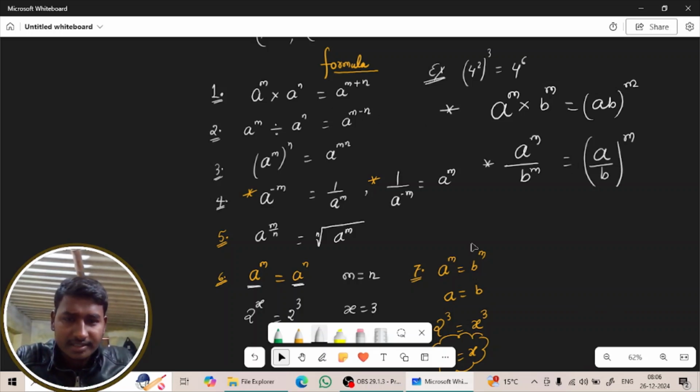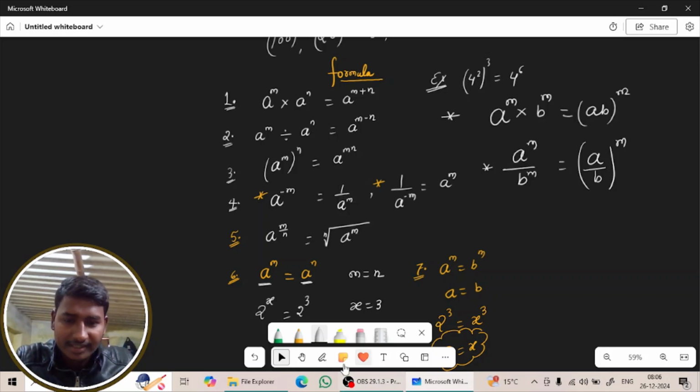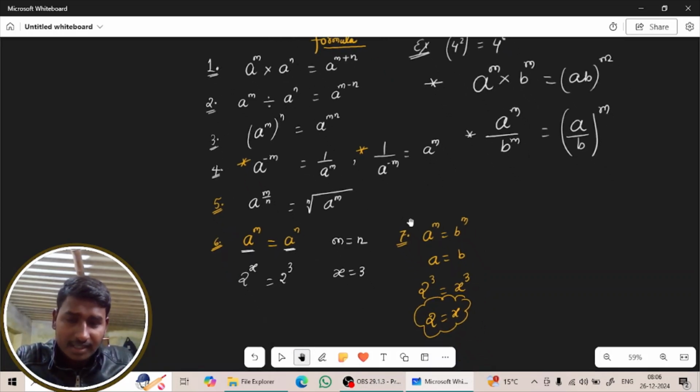You can either take a screenshot of these formulas or write them down. In the next video, we will solve some problems related to SAT or Olympiad level questions.